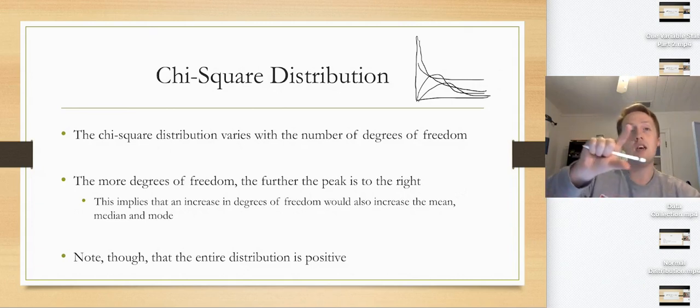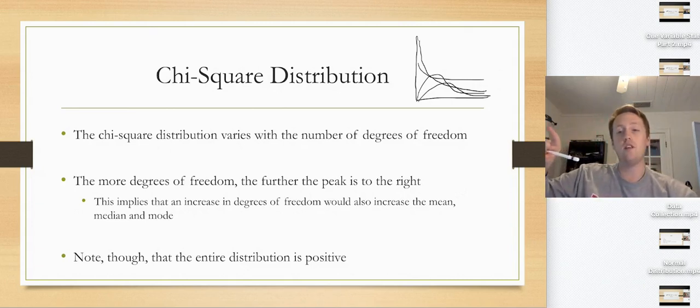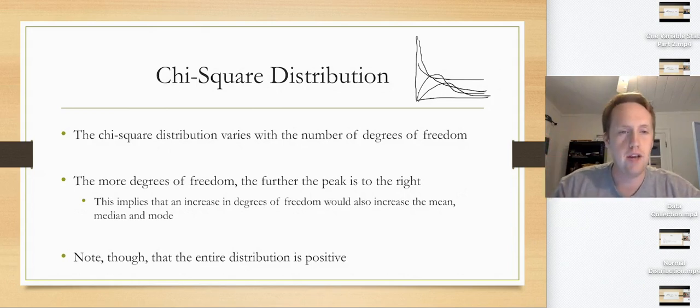So we get this peak, and that peak is slowly moving to the right. I think I might be showing you left because of mirrors and everything, but it's slowly moving to the right. This implies that as you increase the degrees of freedom, you're also increasing the mean, the median, and the mode of the chi-square distribution itself. I do want to point out, no matter how many degrees of freedom, the chi-square distribution is positive. There's no such thing as a chi-square that's below 0.